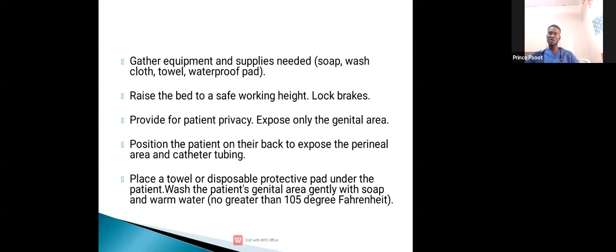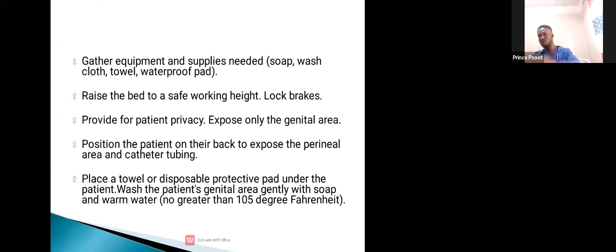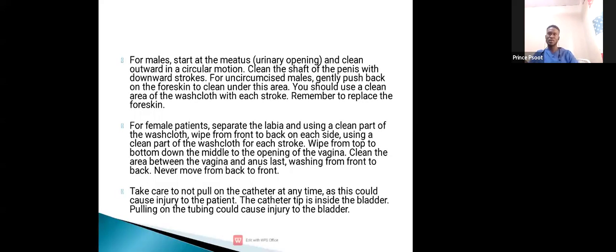Then position the patient on their back to expose the perineal area and the catheter tubing. Place a towel or disposable protective pad under the patient. Then you can wash the patient's genital area gently with soap and warm water, no greater than 105 degrees Fahrenheit. For males, starting at the meatus, the urinary opening, you clean outward in a circular motion.